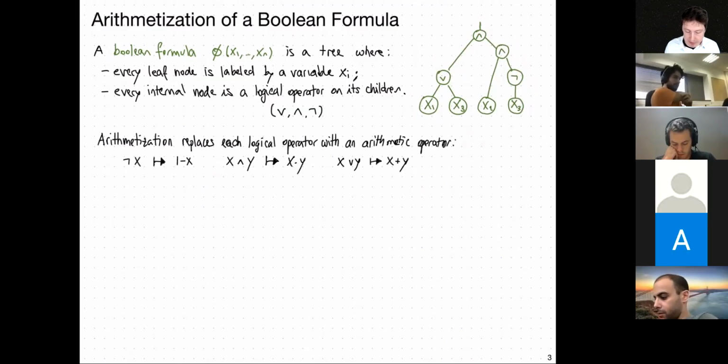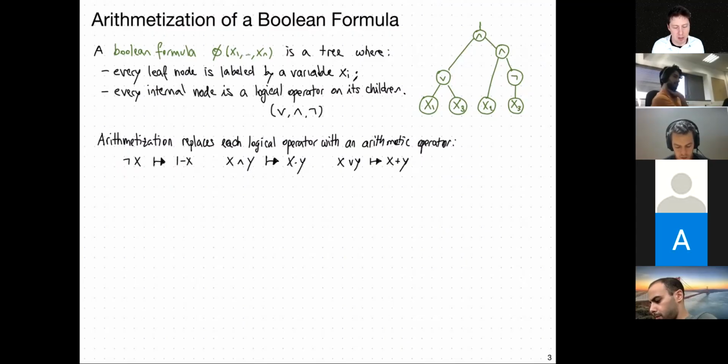Now, arithmetization is a syntactic transformation that takes a Boolean formula and gives you back what's called an arithmetic circuit. You go through this tree and you replace negations and Boolean operators with arithmetic expressions. For example, not x will be replaced by 1 minus x.